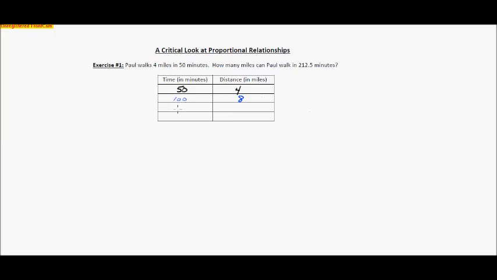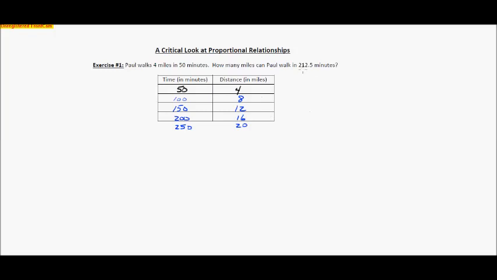Okay, and then I could go up by another 50. Alright, and I could say 150 minutes, and that would do the same thing over here to add 12. So I could say he could walk 12 miles. Then I could go up by another 50 and put a 200 here, and I'd go up by another 4, and that would be 16 miles. And actually, I'm going to add one more here: I could go 250 minutes, and that would be 20 miles.